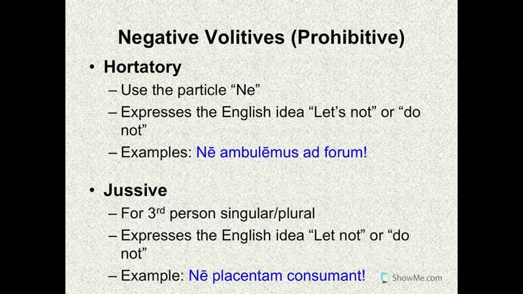Now, the volitive can also be in the negative. We call this sometimes the prohibitive. And we use the particle ne in order to express this. You would translate it in English something like let's not or do not. For example, ne ambulamus ad forum. Let's not walk to the forum.